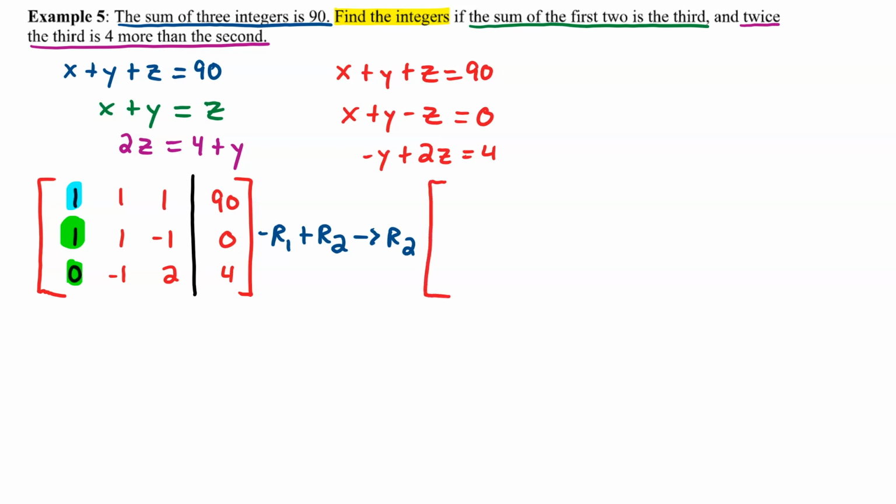So our first row still has the values of 1, 1, 1, and 90. Our second row, we are multiplying by that -1. So -1 plus 1 will give us a 0. -1 plus 1 gives us another 0. -1 minus 1 would give us a -2. And -90 plus 0 gives us a -90. We did not do anything to change that third row, so we get 0, -1, 2, and 4.